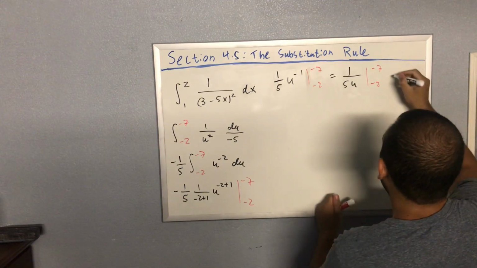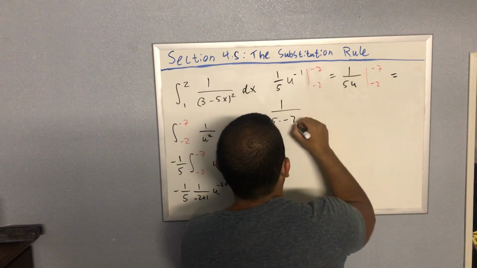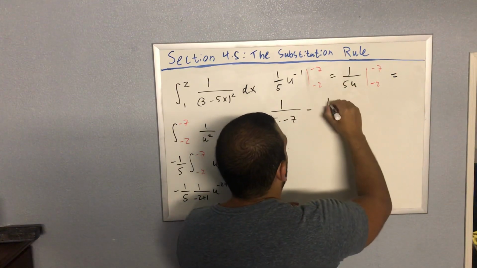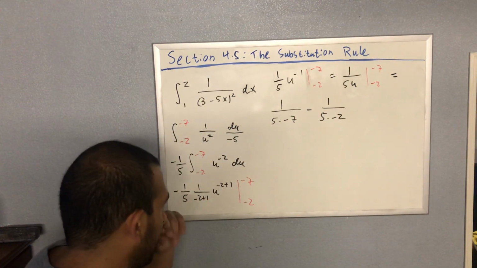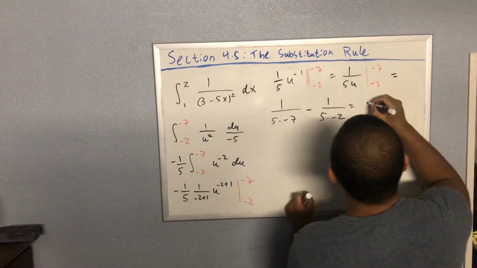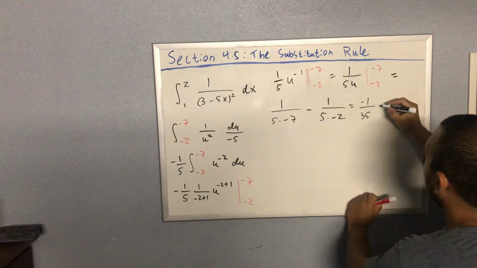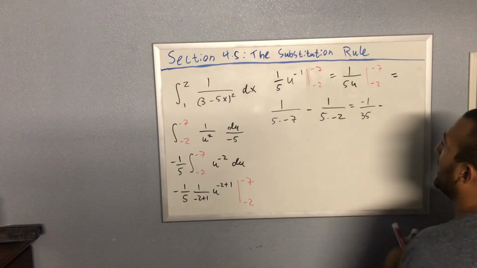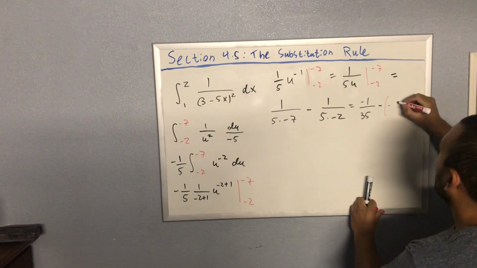And then what is this? Well, this is 1 over 5 times -7. This is like b, so you stick this into the function and you subtract what you get when you stick -2 into the function. So then this gives overall -1 over 35, correct, minus, and then the minus was already there, but from here we pick up another minus, so minus a -1 over 10.